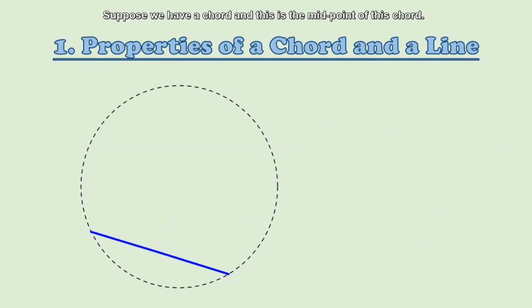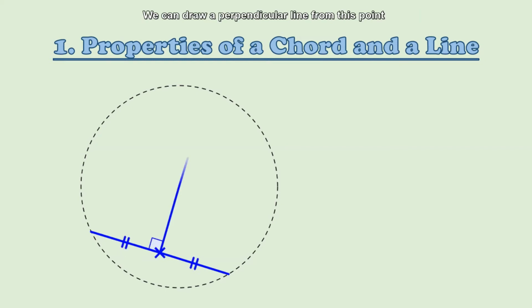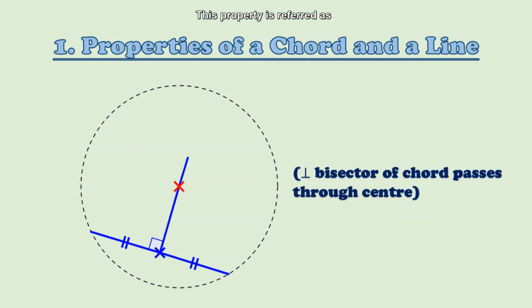Finally, let's consider this situation. Suppose we have a chord and this is the midpoint of this chord. We can draw a perpendicular line from this point so that it is the perpendicular bisector of this chord. We should know that the center of this circle should actually lie on this line somewhere. This property is referred to as perpendicular bisector of chord passes through center.